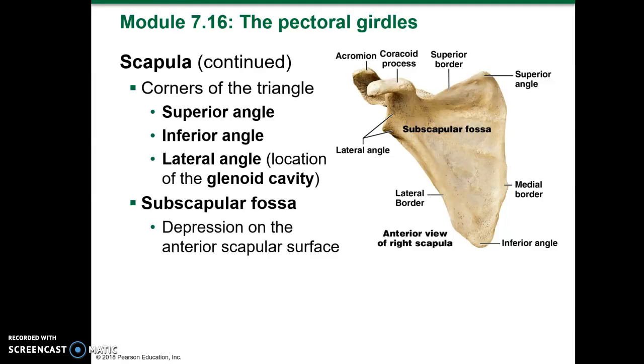The corners of the triangle have the superior angle, the inferior angle, and the lateral angle. And the lateral angle is the location of the glenoid cavity. The subscapular fossa is a depression on the anterior scapular surface.